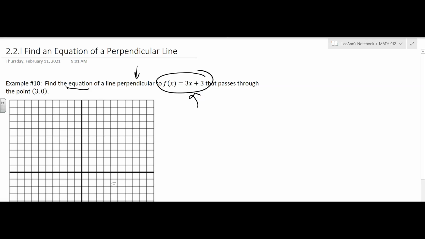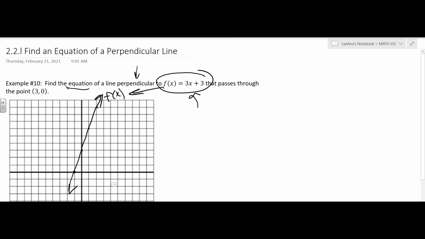So it has a y-intercept of 3, and it has a slope of 3. So up 3 over 1, up 3 over 1, or I can even go down 3 and back 1. So this is the line f of x. Okay, that one we already know, that equation matches that line.